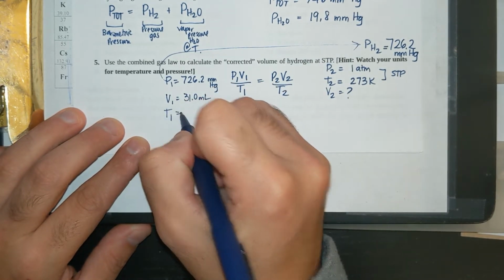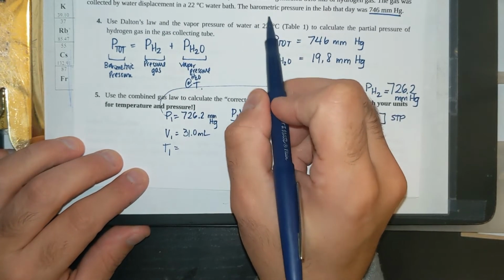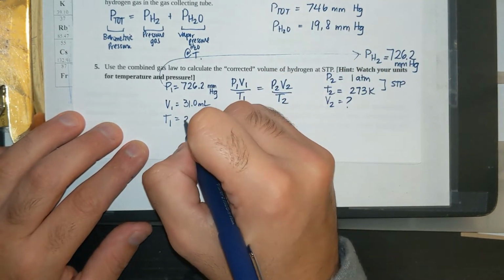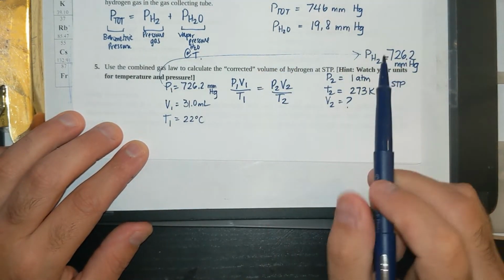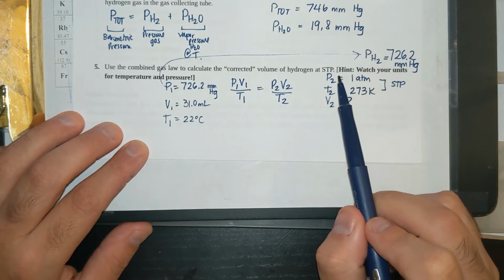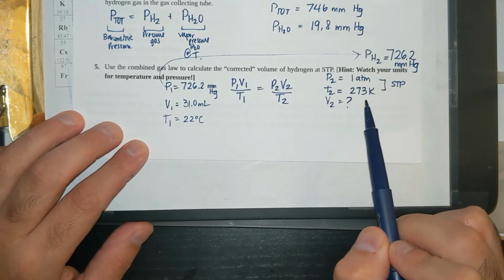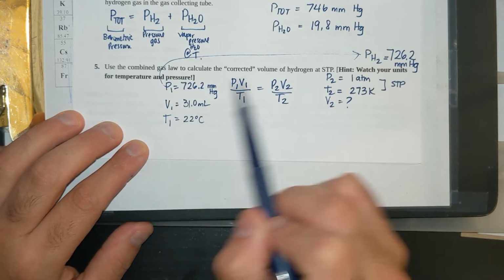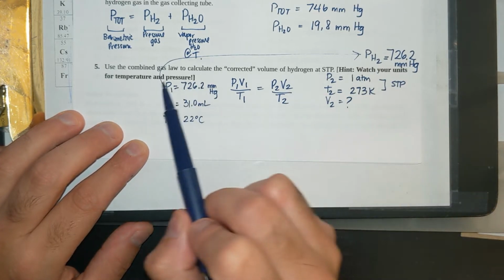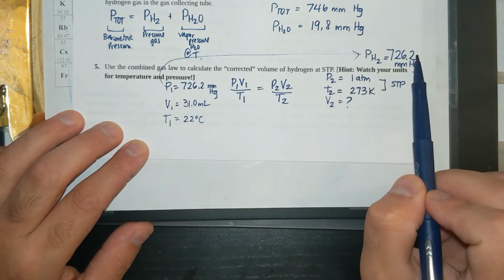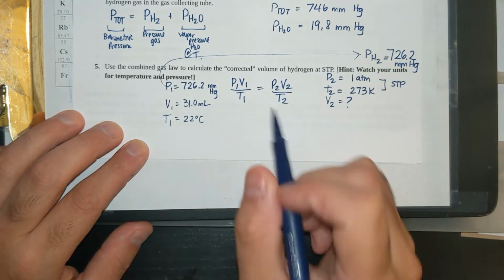And then my T1 was the temperature in the lab that day, which was 22 degrees Celsius. Now, a couple of things. My pressure and temperature for my STP is in atmospheres and Kelvin. I want to convert either or. I want to make sure that my units are the same on both sides for pressure. Temperature always needs to be in Kelvin.